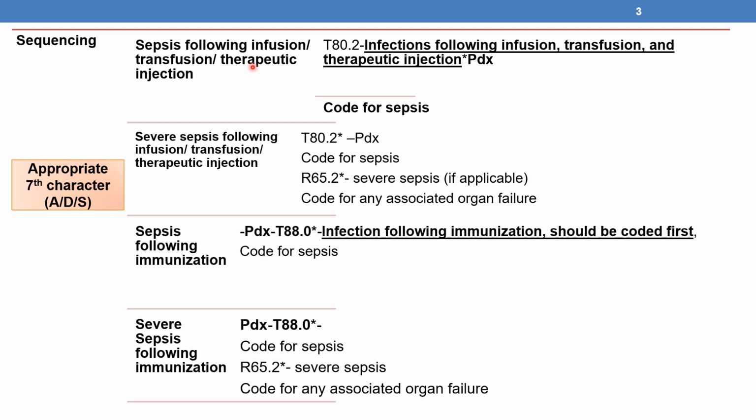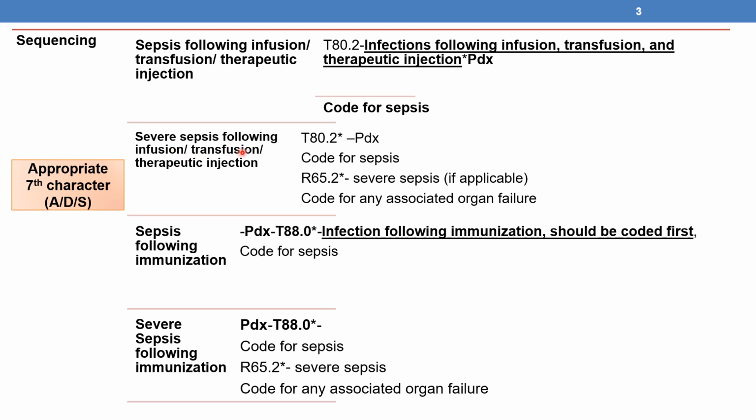Next, coming to sepsis following infusion, transfusion or therapeutic injection. Here the PDX should be from T80.2. This also requires an appropriate 7th character. T80.2 indicates infections following infusion, transfusion and therapeutic injection. This must be the PDX followed by code for sepsis.